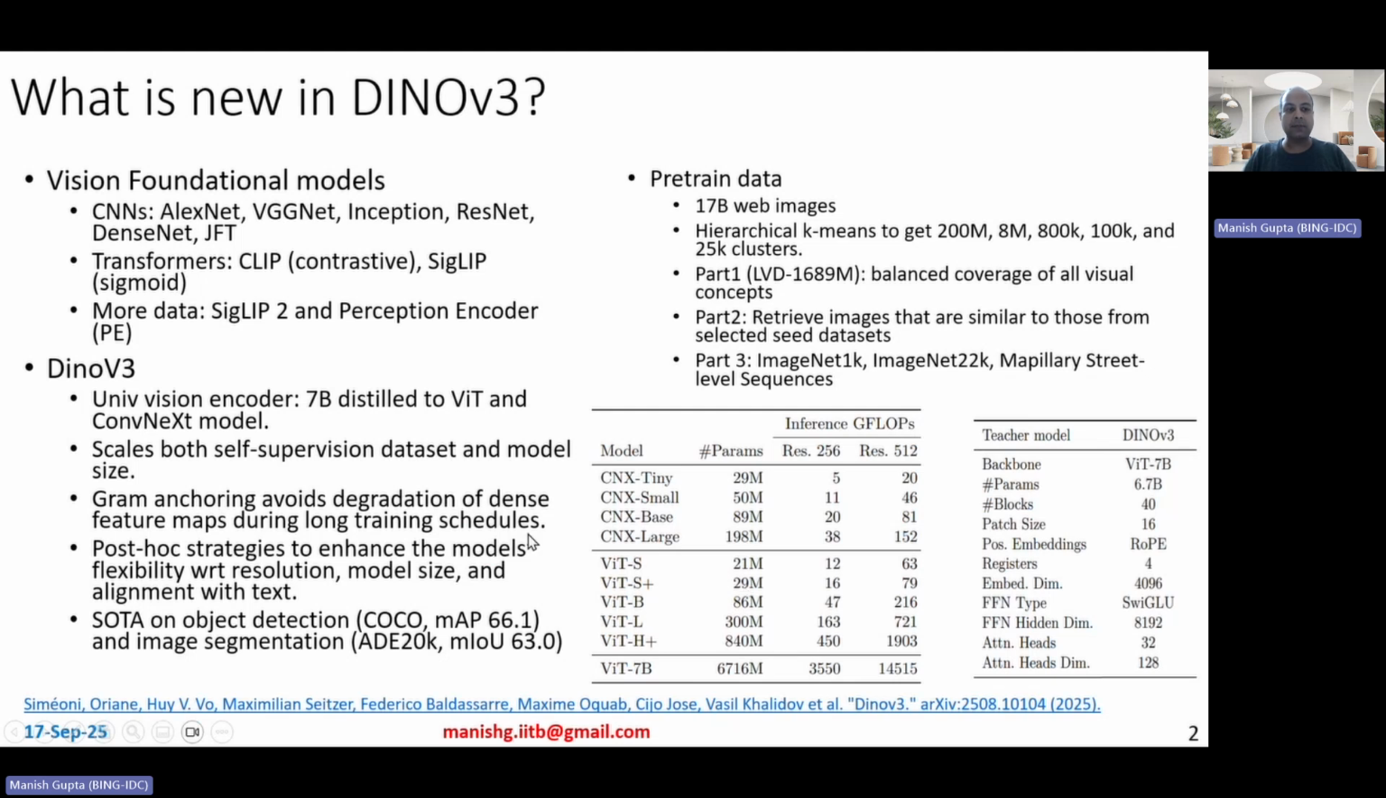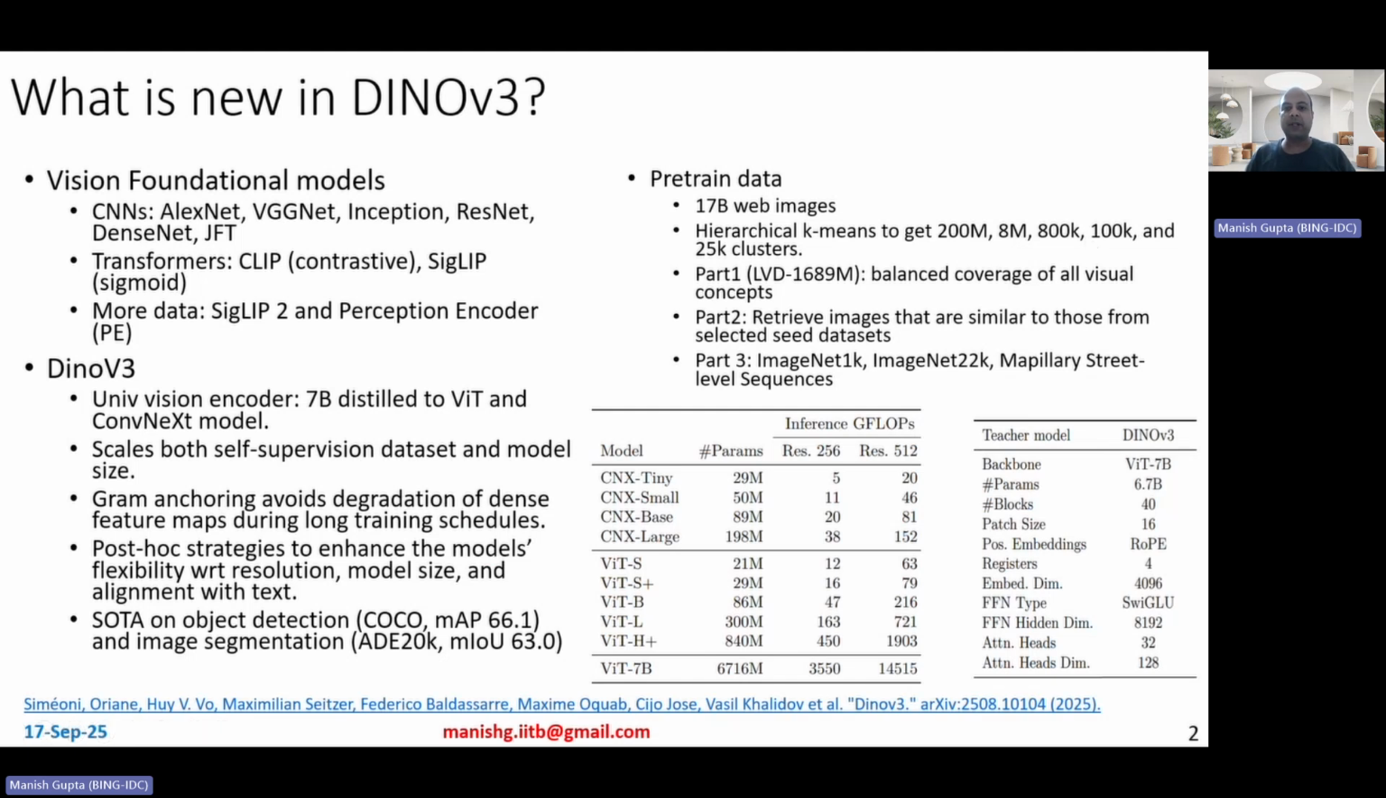Now, the nice part about DinoV3 is that while training it, they have scaled both the self-supervision data and also the model size. As you can see, this is a 7 billion sized model, and you can also see different scales of model sizes. But they've also scaled the self-supervision data. In fact, the pre-training data comprises 3 different parts, 2 of which have been obtained from a large web collection of images, which is 17 billion in size. On this 17 billion web image dataset, they performed hierarchical k-means at 5 different levels in the hierarchy, so as to get 200 million clusters, 8 million clusters, 800K clusters, 100K, and 25K clusters.